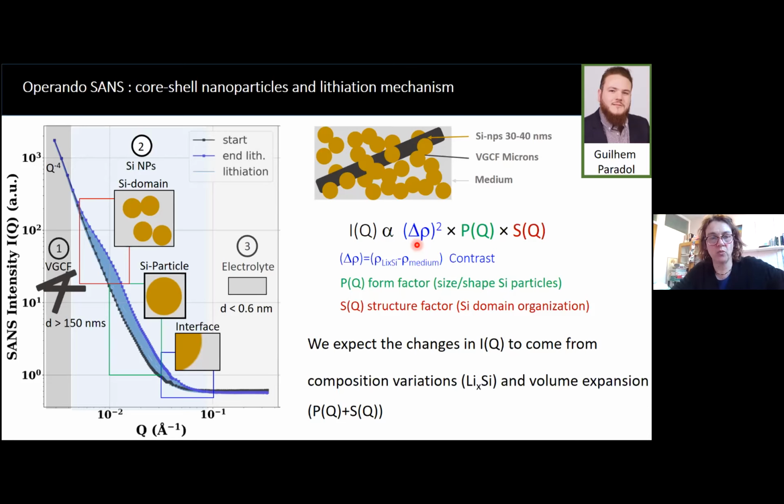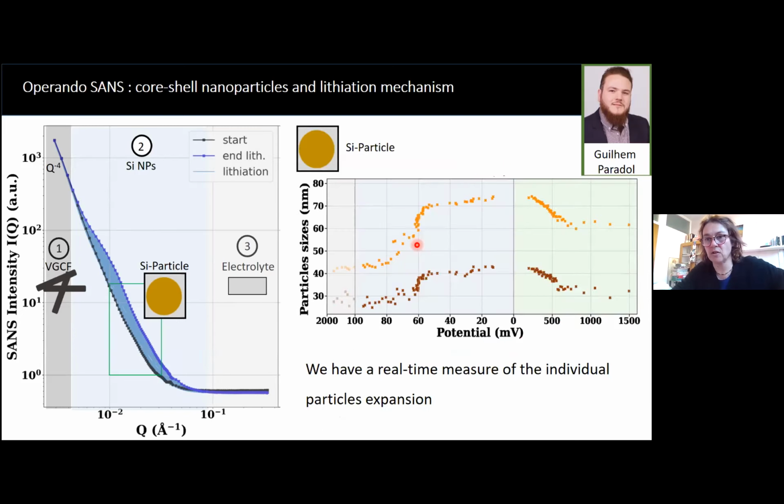Let me show you what we obtain if we look at the signal coming from the intermediate region, the particle scale. From some processing and analyzing of this data, we can extract the particle sizes during lithiation in blue and delithiation in green. They are represented on this graph as a function of the potential in the measurement. For the medium-sized particles, they vary from 30 to typically 42 nanometers. So they grow, of course, during lithiation, and then decrease in size during delithiation.